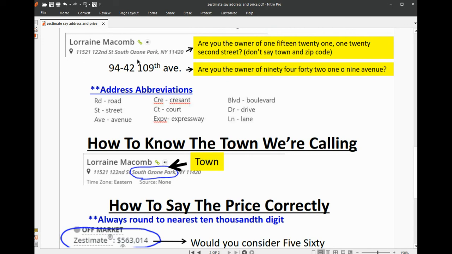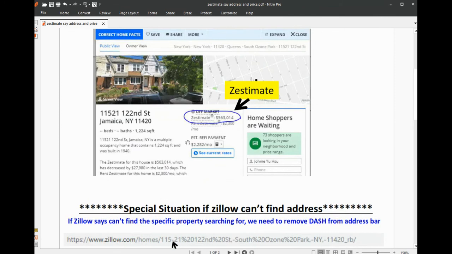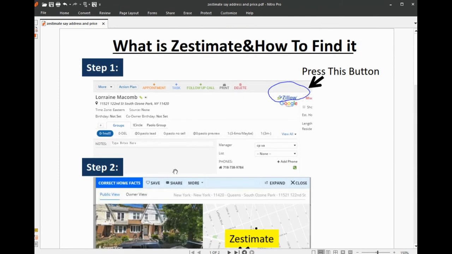So on the dialer screen, it's gonna look like this. Okay, like I said, it's gonna look like this. On the upper left hand side, you will see the owner's name. Okay, this is the homeowner of this address. This is the address that we're calling about.